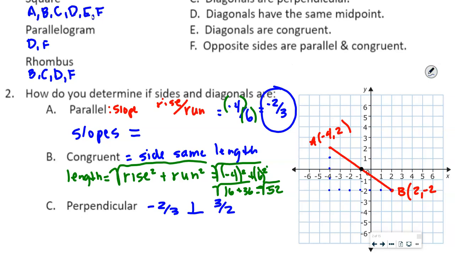If we go up 3, 1, 2, 3 and over 1, 2, now notice we have a line that is perpendicular to our original line. There's a right angle right there. That's what perpendicular means. So again, we need to have negative reciprocal slopes if they are perpendicular. And this applies to the sides of a rectangle and a square. They should be perpendicular, right? And it should be true of the diagonals in a rhombus and a square, because remember, a square is a rhombus, okay?